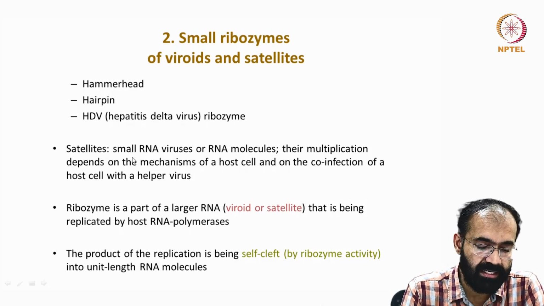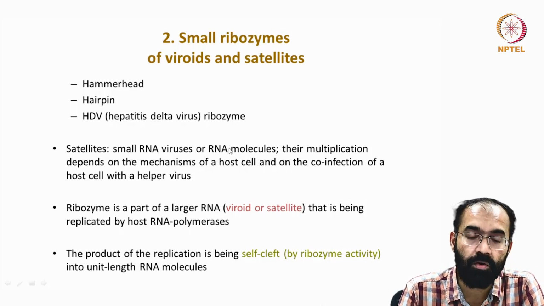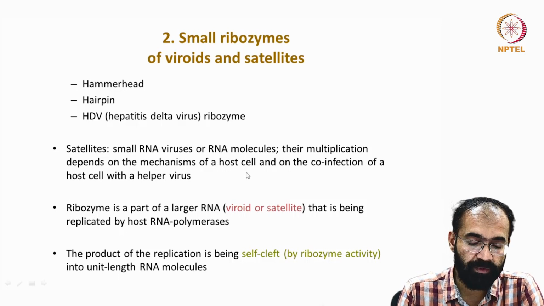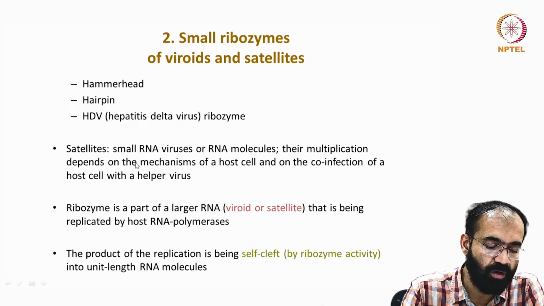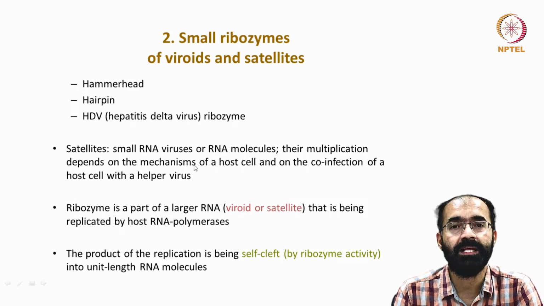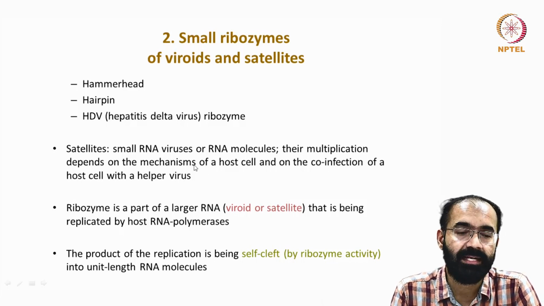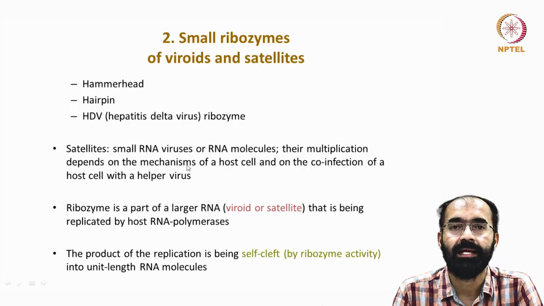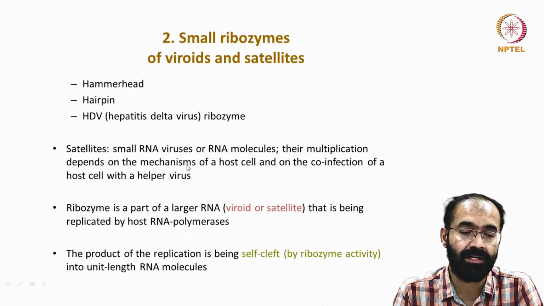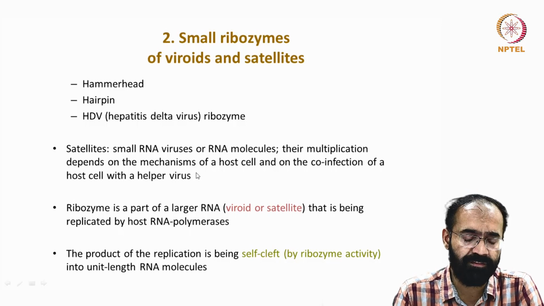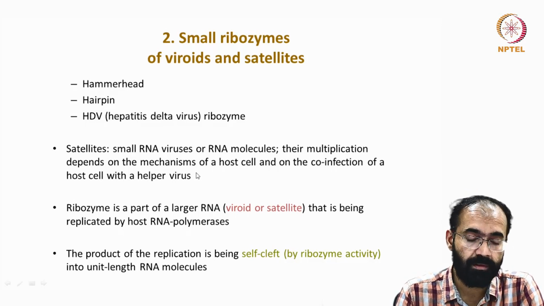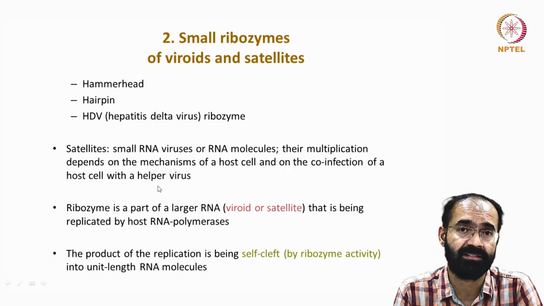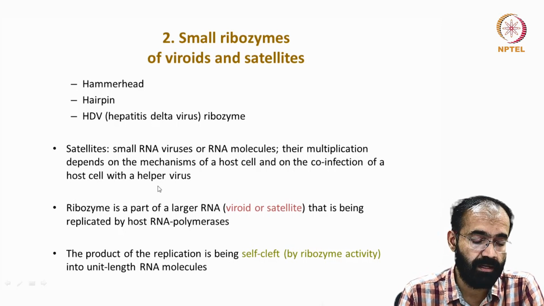What are satellites? Satellites are small RNA viruses or RNA molecules, and their multiplication depends on the mechanism of a host cell and on the co-infection of the host cell with a helper virus. Normally, satellites are harmless sequences. They do not do much, but they wait for another infection to occur. Then it becomes a dangerous situation. It can enhance its effective way of attacking a host. We will see an example of how hepatitis delta virus and hepatitis B virus, HDV and HBV, interact.